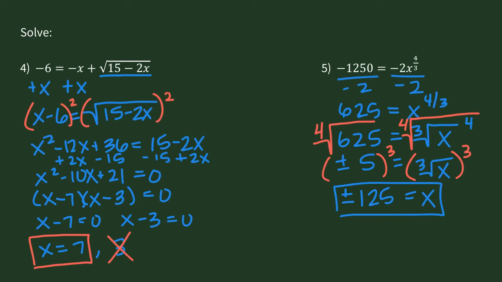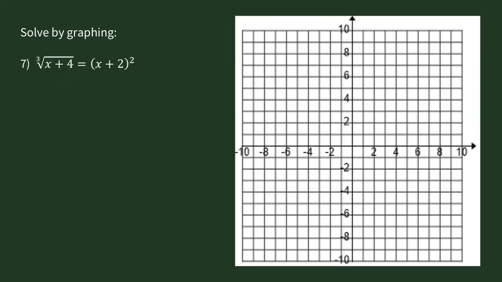Okay, we're going to do one more by graphing. So we don't always have to graph in order to solve. This would be used when we maybe have an equation that's a little more difficult to solve algebraically by hand. We have a cube root on one side and a squared on the other side, and that might make it just a little difficult to try to solve. So we're just going to solve by graphing instead.